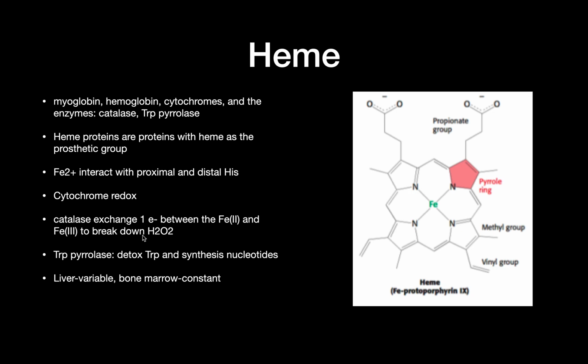And the catalase enzyme is the enzyme that catalyzes the breakdown of hydrogen peroxide. The heme group in the myoglobin serves to reversibly bind oxygen, and tryptophan pyrrolase detoxes the tryptophan and synthesizes nucleotides. A major site of heme biosynthesis is in the liver, where the rate is variable, so it responds to whatever the body needs. Sometimes if iron concentration is high, it will secrete heme to bind it. If it's low, it will not produce any heme. And in the bone marrow, it's an almost constant production.